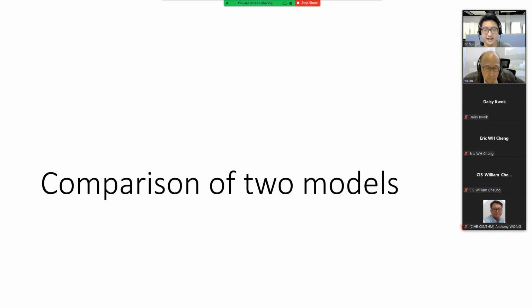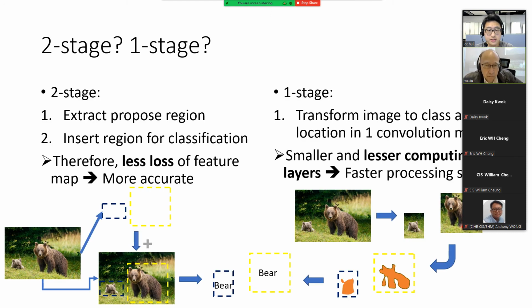So let's have a comparison of these two models. I have mentioned 2-stage and 1-stage. What is the difference between 2-stage and 1-stage? For 2-stage, it uses the image to extract the region, and then we go back to the original image so that we can put the region into a classifier to classify. Because we make use of the image again, there is less loss on the image or feature map. With less loss, of course, it is more accurate to classify.